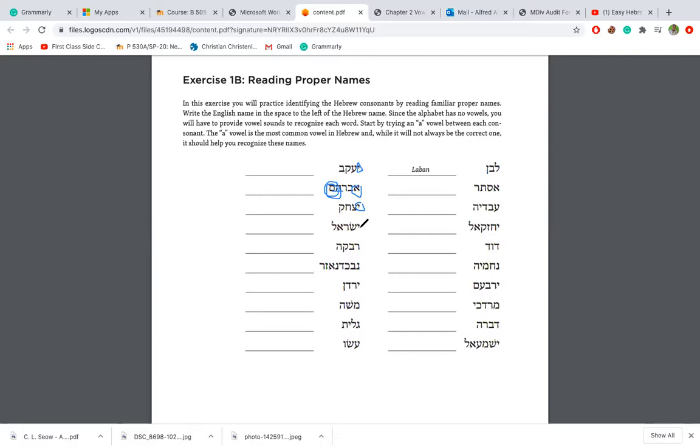But one quick thing, Alfred, I was going to ask you, if these had pointings, would the first one have a segol underneath the yud? Okay, I just wanted to make sure. Sometimes the pointings under the yuds are throwing me. Are you okay now? Doing good, thank you.